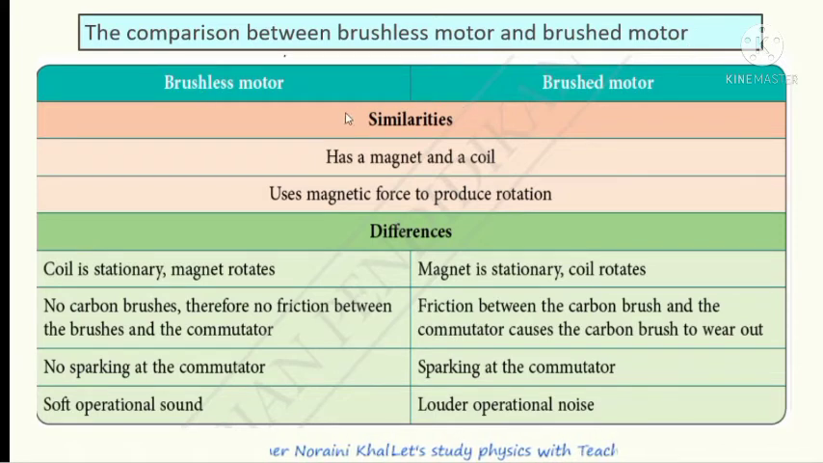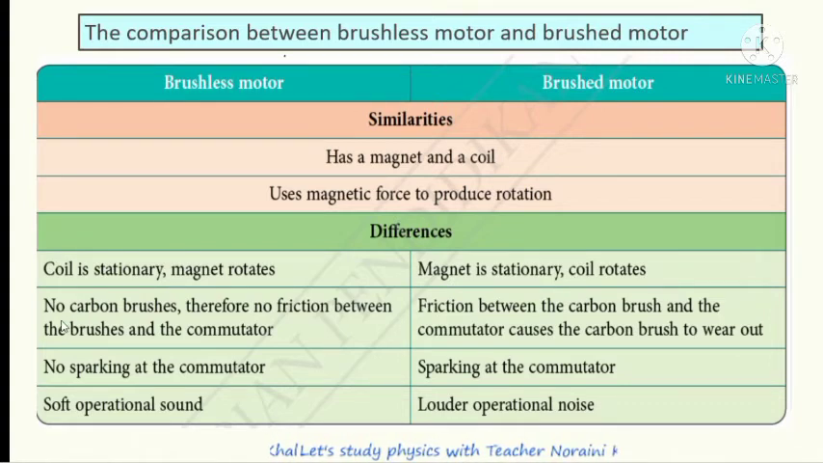The similarities between brushless motor and brush motor are both have a magnet and a coil. This is a compulsory component required, and both use magnetic force to produce rotation. Differences: for brushless motor, the coil is stationary but the magnet rotates. For brush motor, the magnet is stationary, the coil rotates.